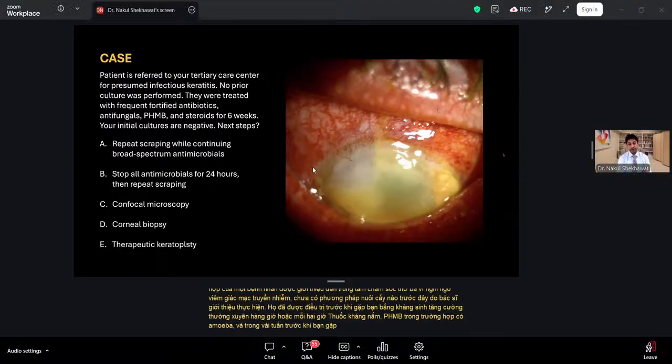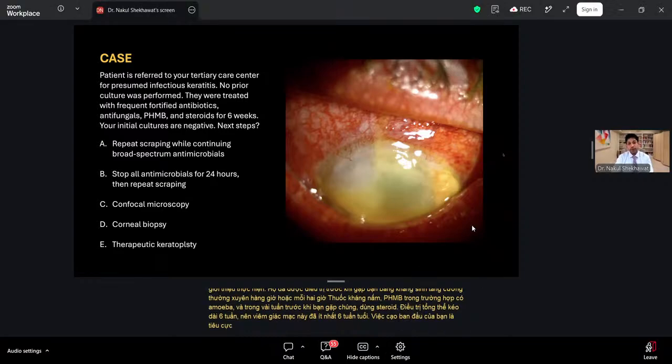And this treatment overall was 6 weeks. So this keratitis is at least 6 weeks old. Your initial scraping was negative. Confocal is also inconclusive. What are your next steps?